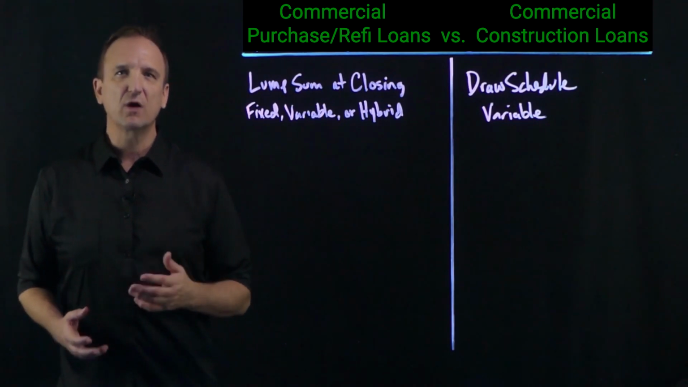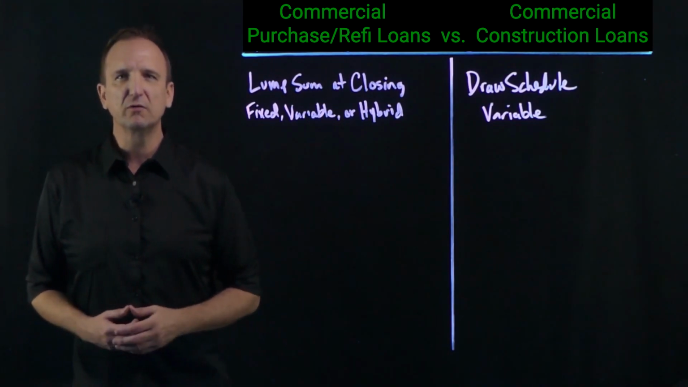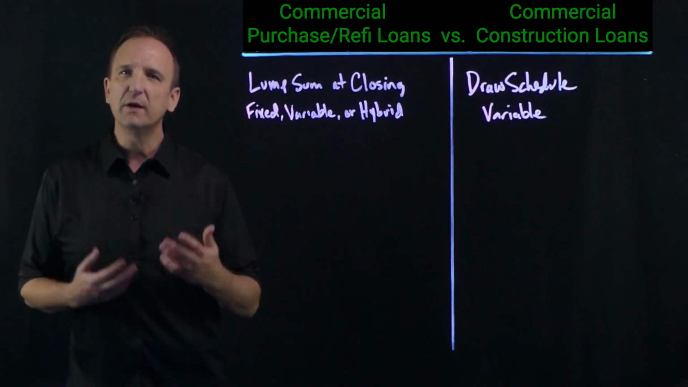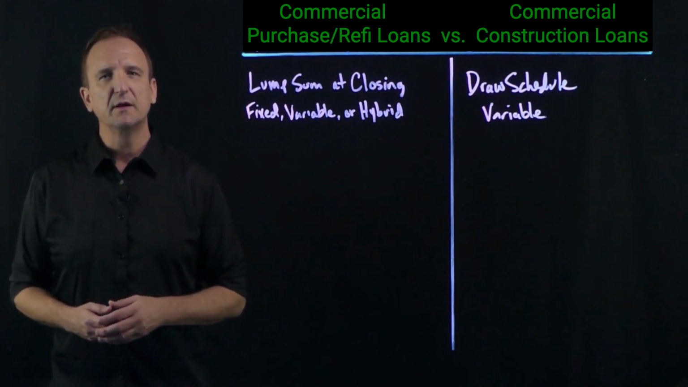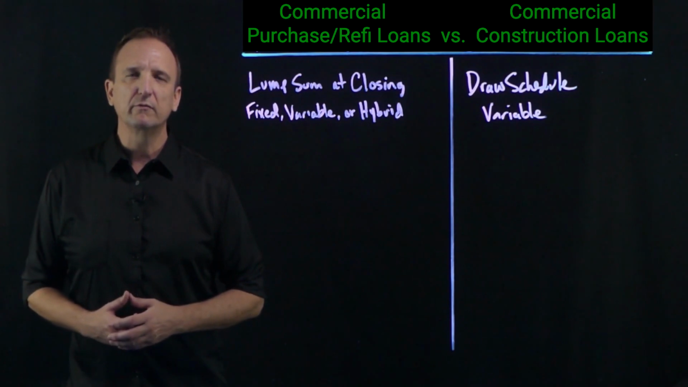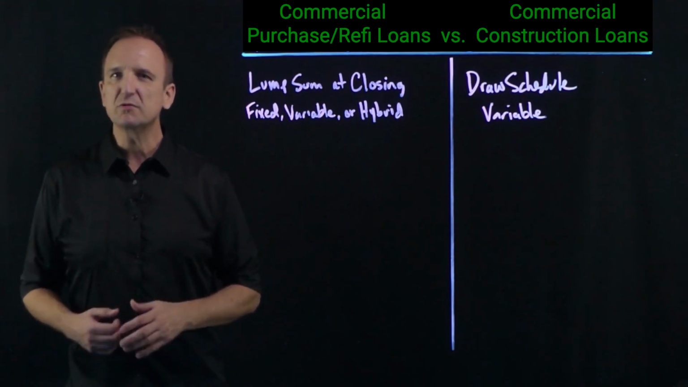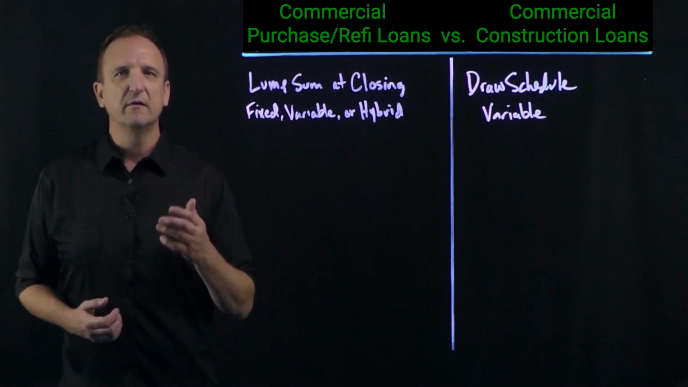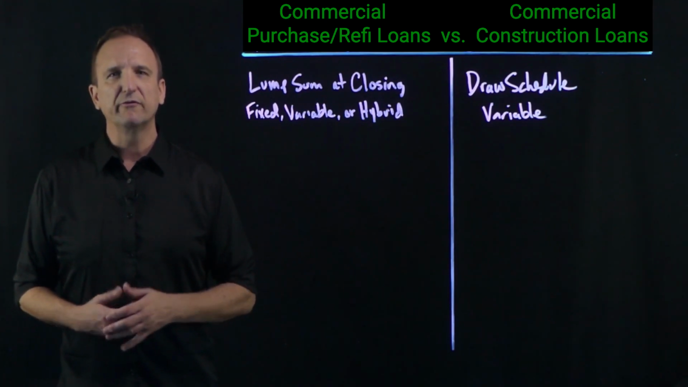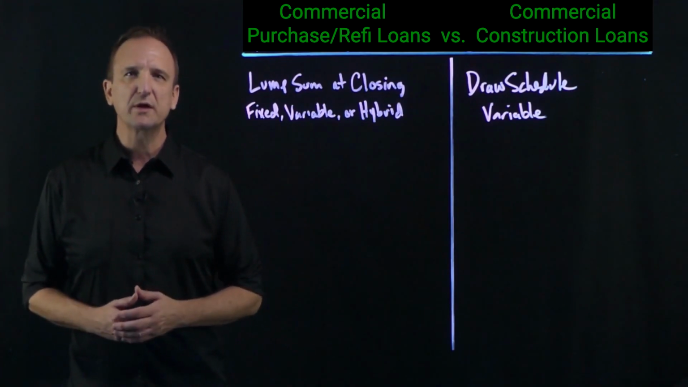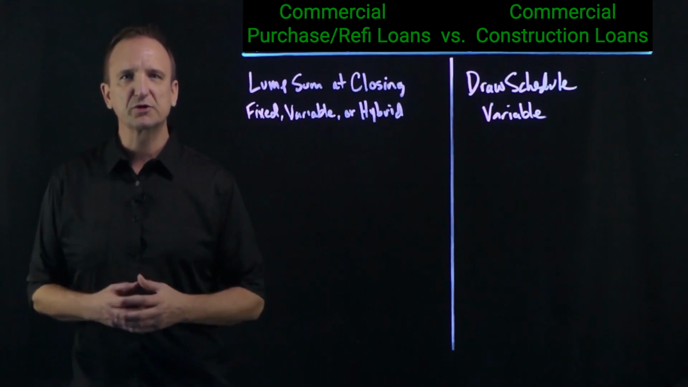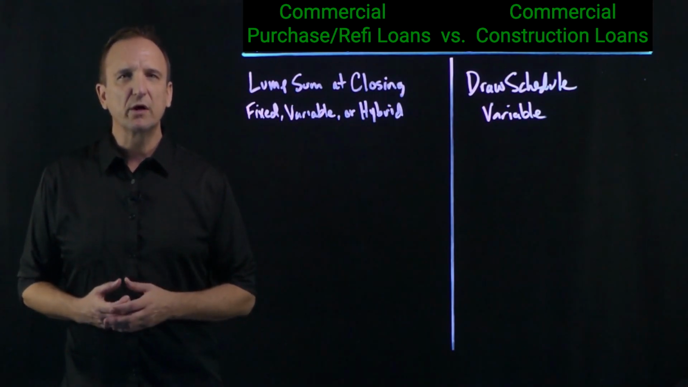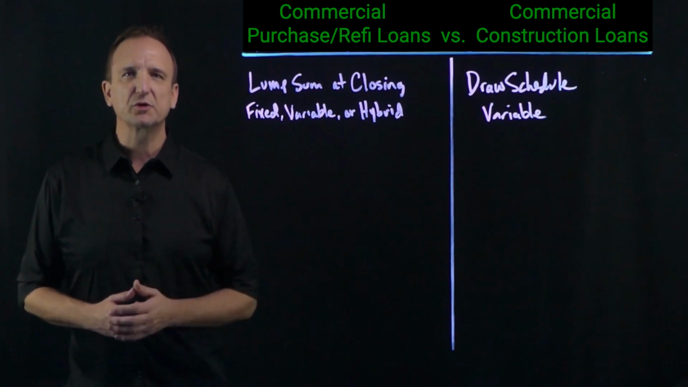Conventional loans can come in a variety of forms. They can be fixed rate loans, variable rate loans, or they can be hybrid loans, which is a combination of the two, say fixed for a few years and then variable for the remainder. Whereas construction loans are almost always variable rate loans. They fluctuate with the market interest rates or whatever index that the lender is using to base their construction loan rates on, but it's extremely rare that you can find a fixed rate construction loan.